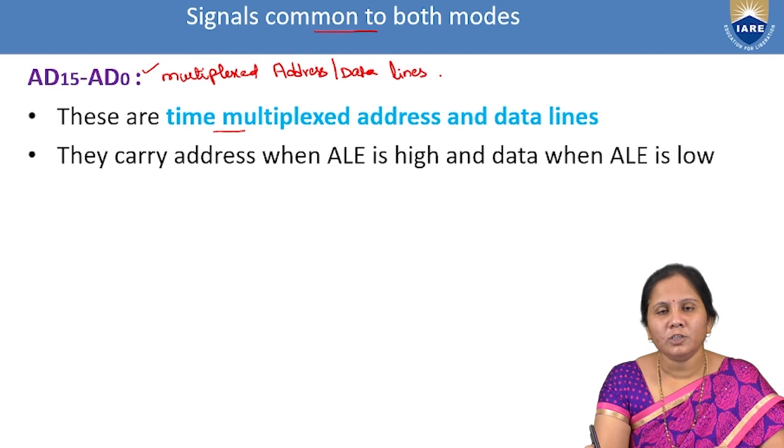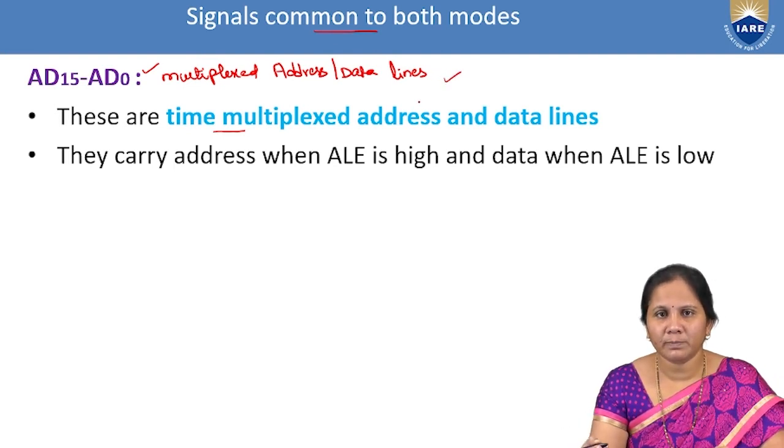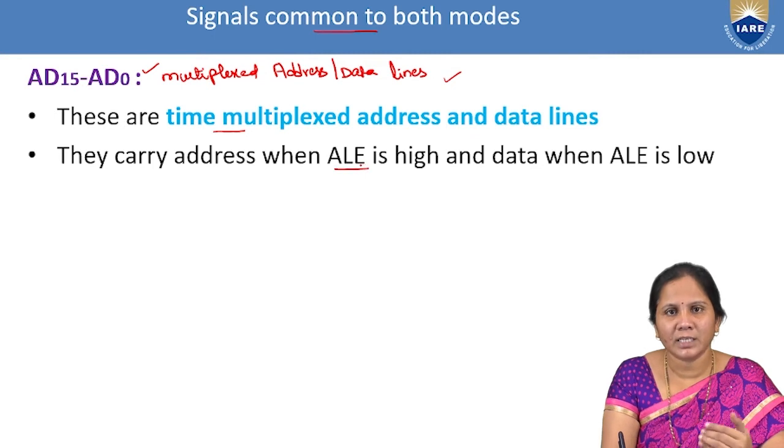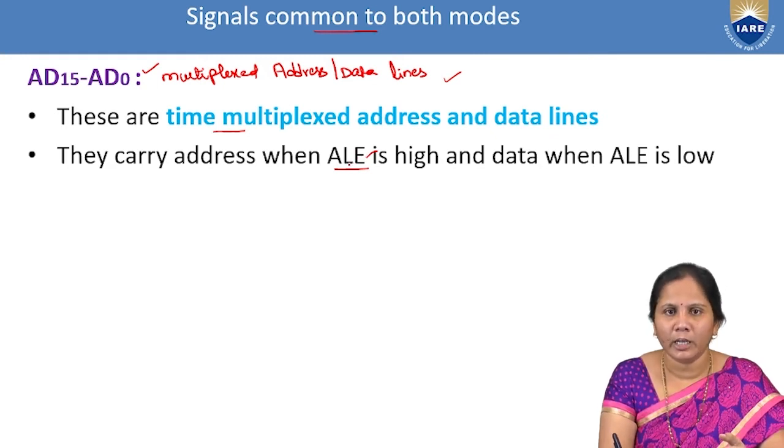Now, these are the multiplexed lines. In order to demultiplex, meaning to have only a single function, that is, whether the lines have to carry the address or the data, it will be set by another signal available in the pin configuration of 8086, which is called ALE. ALE stands for address latch enable.